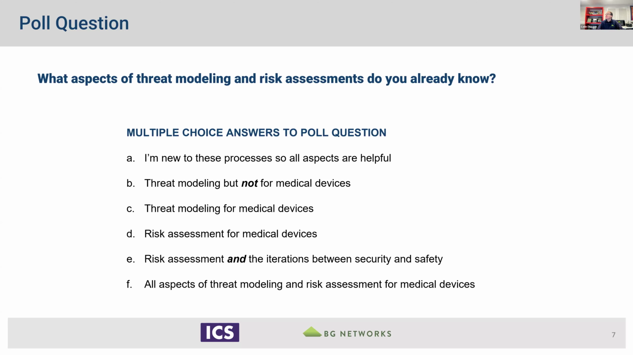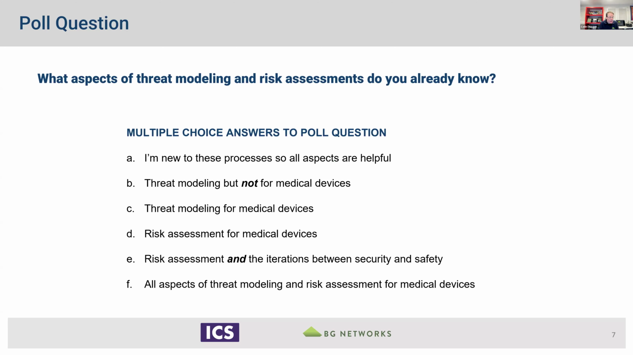Let's see, is there a result for the poll here at this point? Okay, great. I don't know if people can see this here. I've put it on my shared screen, but maybe you can see it locally also. And it looks like about half have done risk assessments for medical devices. Great. So we have an experienced group here. Some have done threat modeling. Some are new, about 30% are new. And it looks like about 15% have been through the entire process. So I think a wide distribution like we expected.